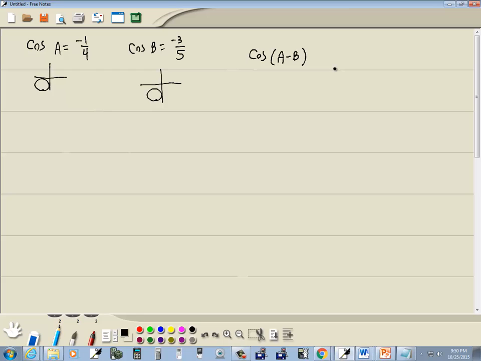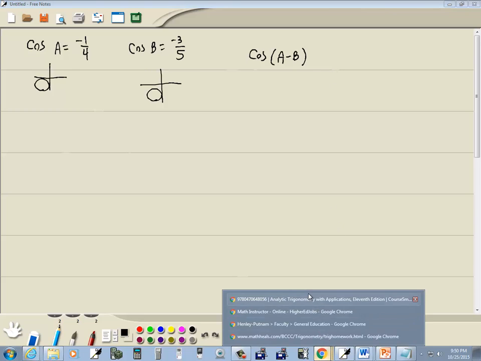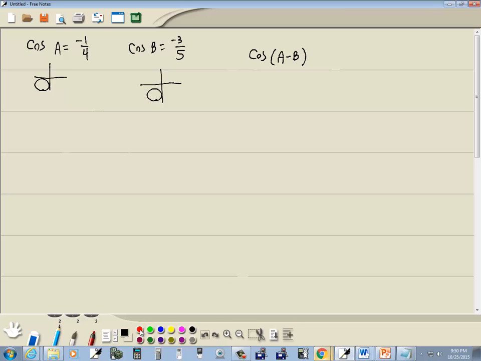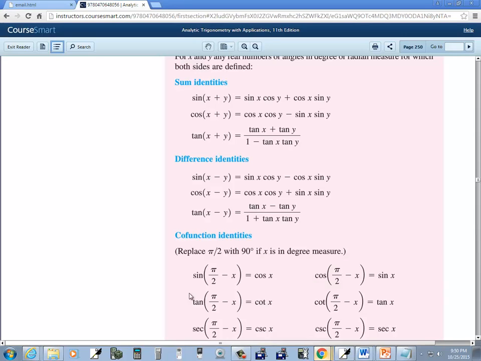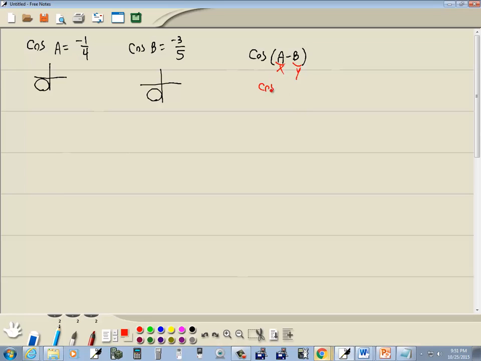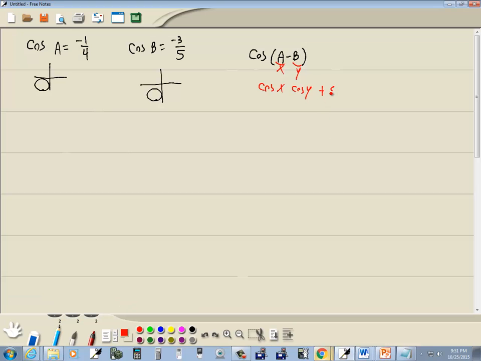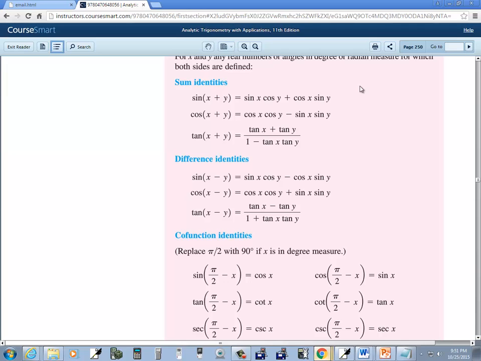Well, let's first look at our formula for that. Difference identities. Cosine of the difference. We'll identify our x and y. So this would be our x and this would be our y according to our formula. And that tells us that the difference of cosine is cosine x cosine y plus sine x sine y.